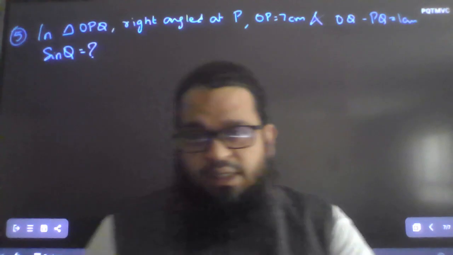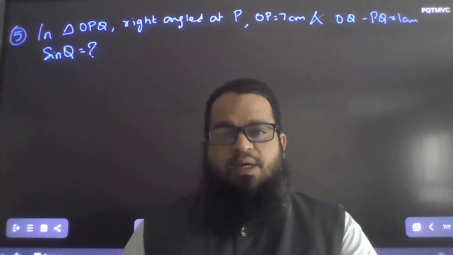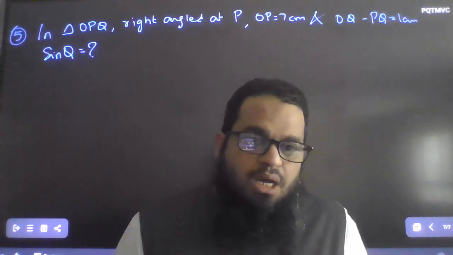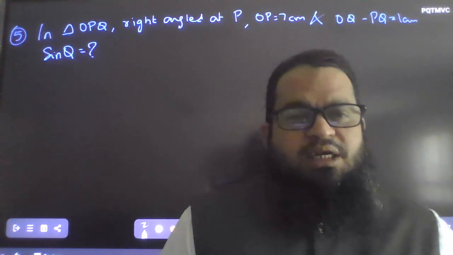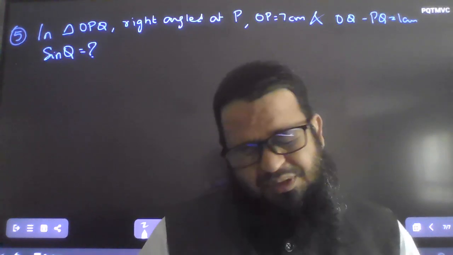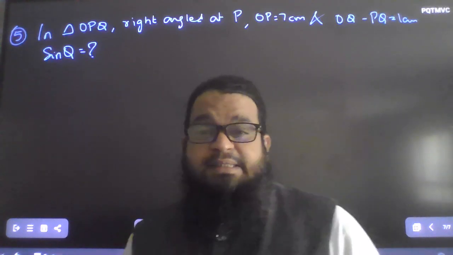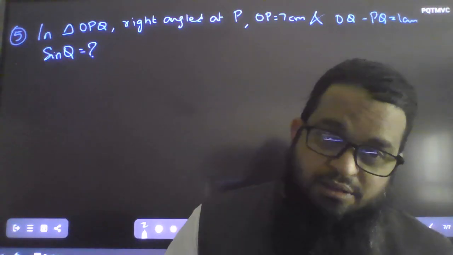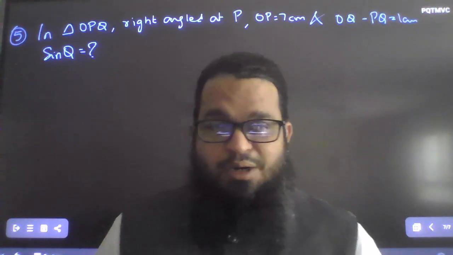Yes, my dear students. In triangle OPQ, right angle at P, OP is equal to 7 centimeters and OQ minus PQ is equal to 1 centimeter. You have to find sin Q. Pardon me for this writing. I'm a little bit tired today because after so many days I'm doing this.